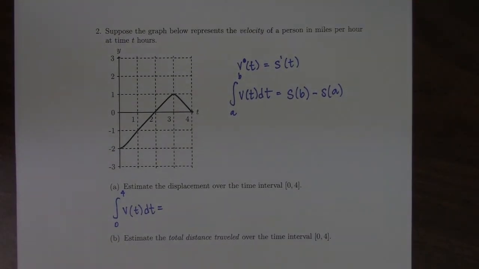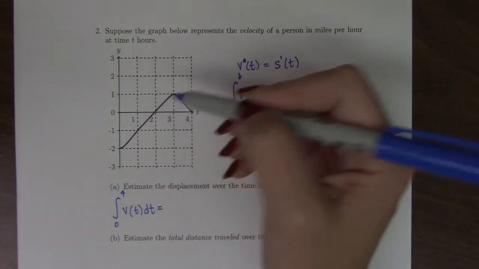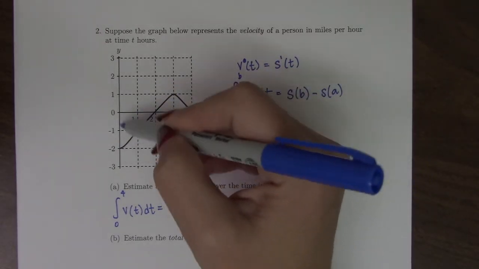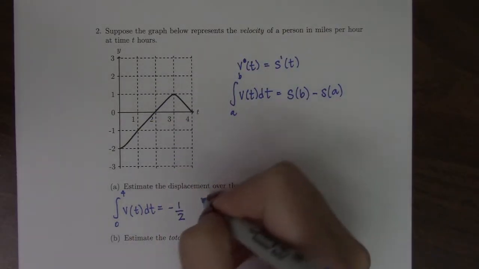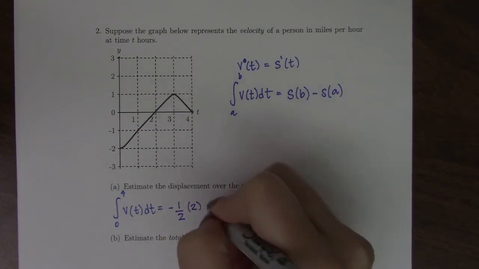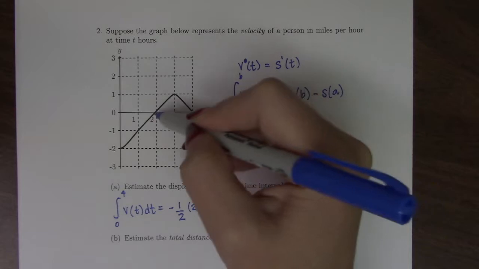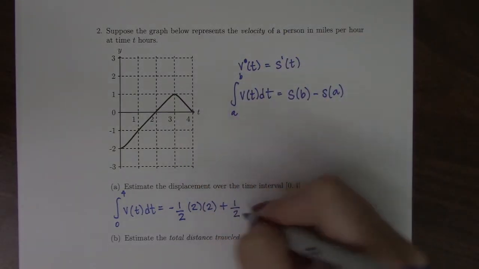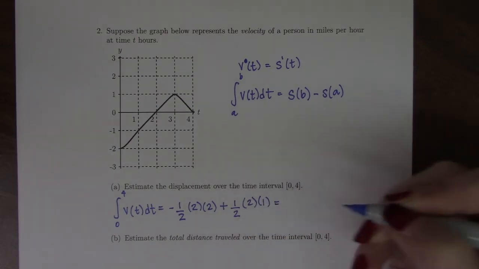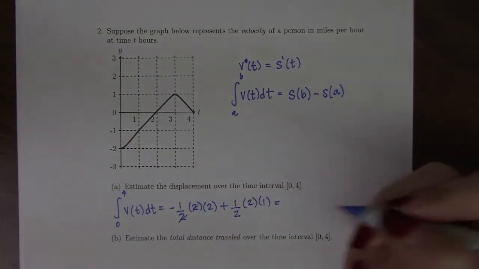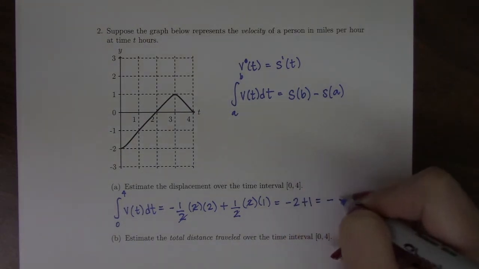So remember, integrals give us net area. If we look at this, it really looks like it's two triangles. From 0 to 2, this is negative area, so I'm going to have minus 1/2, and this triangle has a base of 2 and a height of 2. And then I'm going to add that to this triangle, so it's going to be 1/2, a base of 2, and a height of 1. And this 2 cancels, this 2 cancels, and I get negative 2 plus 1, which is negative 1.